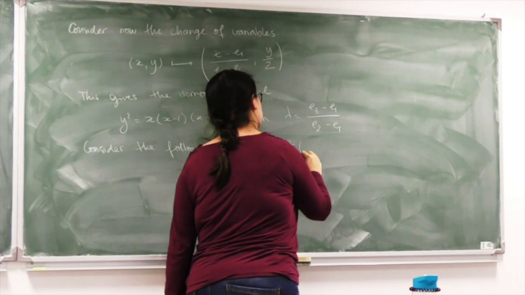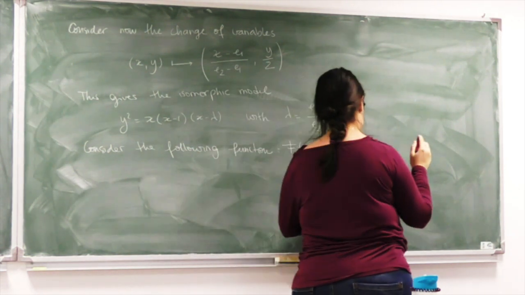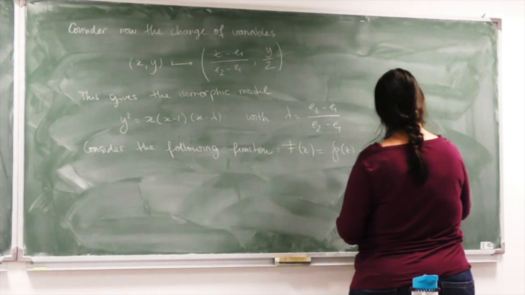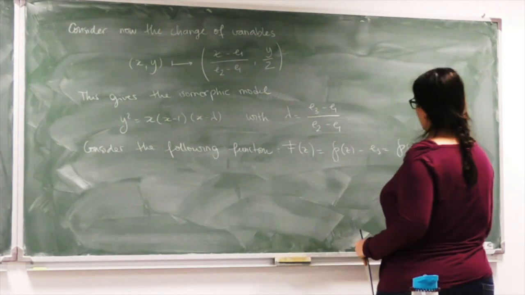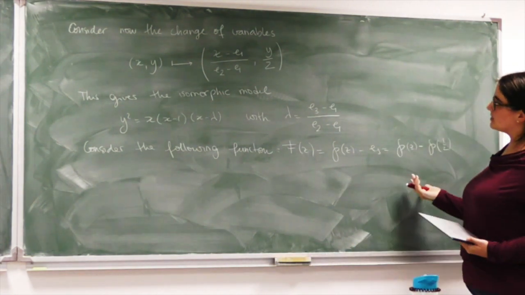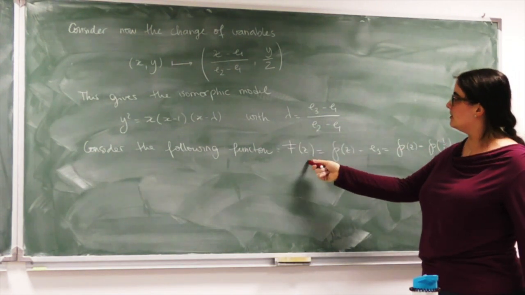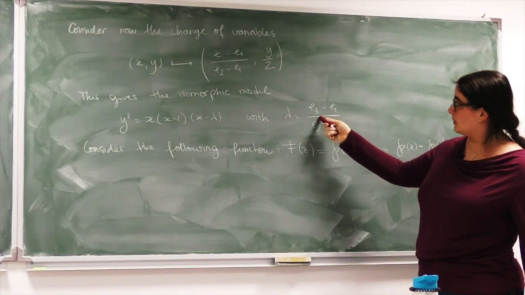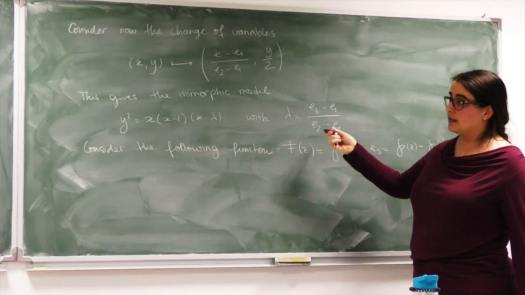We take f of z equal the p function at z minus e1, or what's the same, the p function at z minus the p function at 1/2. Why is this function interesting? Well, because if we look at lambda, it's just f of z evaluated at tau plus 1 divided by 2 divided by f of z evaluated at tau divided by 2.